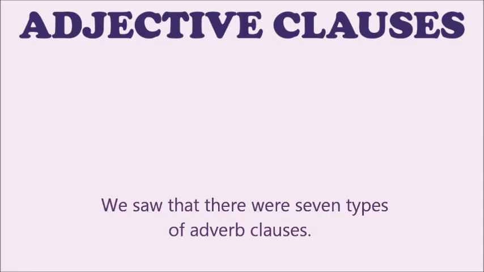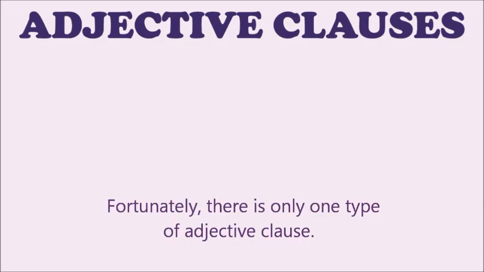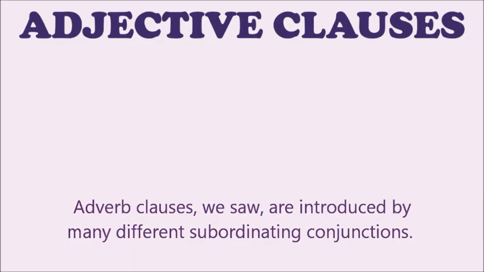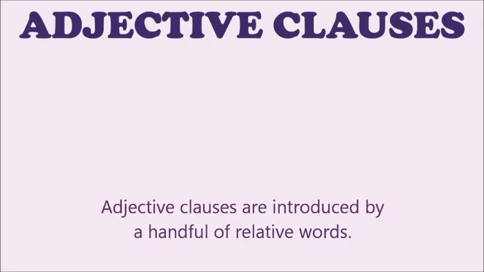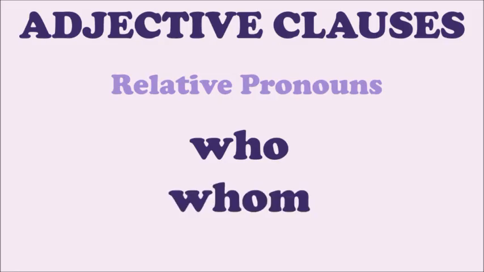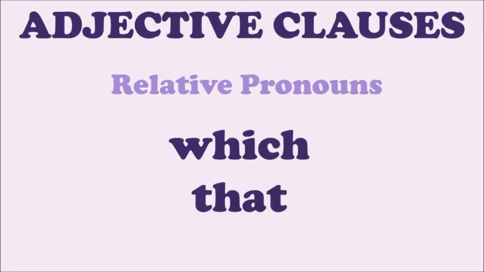We saw that there were 7 types of adverb clauses. Fortunately, there is only one type of adjective clause. Adverb clauses, we saw, are introduced by many different subordinating conjunctions. Adjective clauses are introduced by a handful of relative words. Most adjective clauses are introduced by a relative pronoun: who, whom, which, or that.